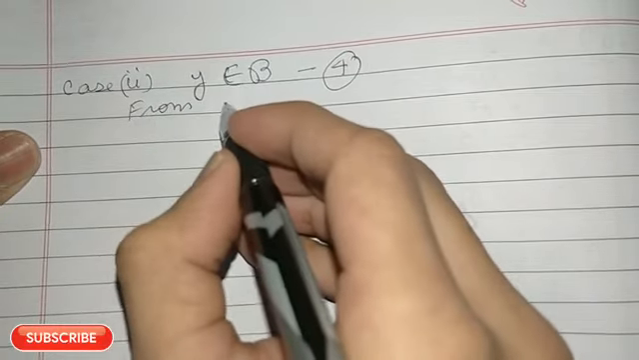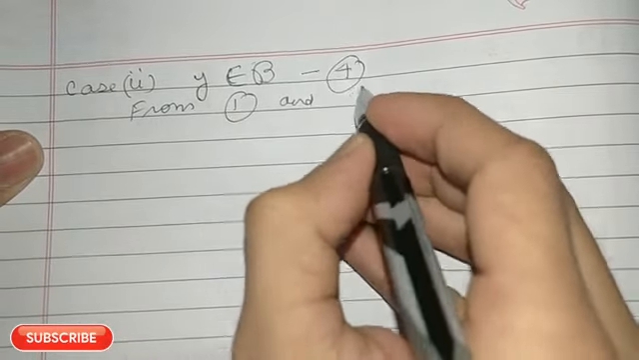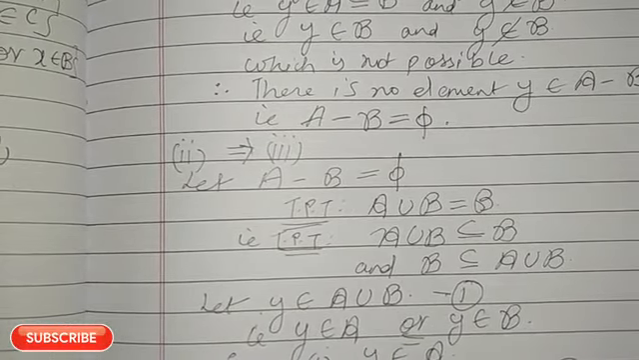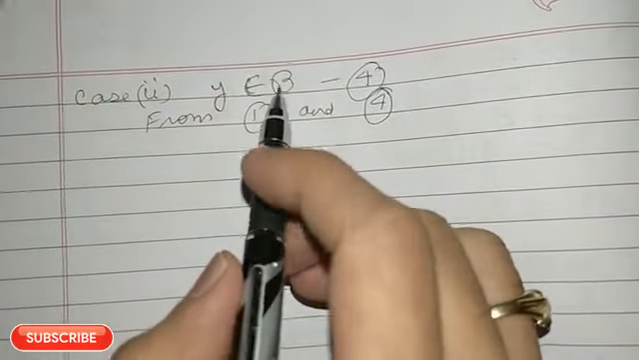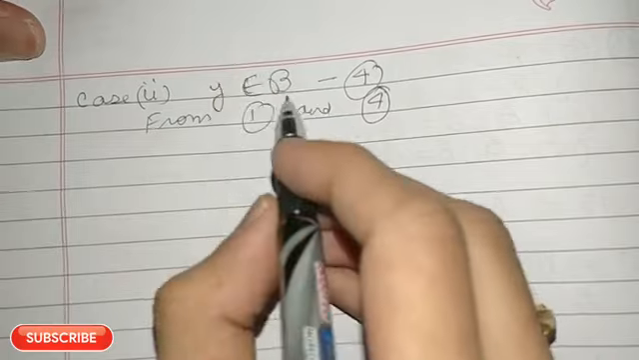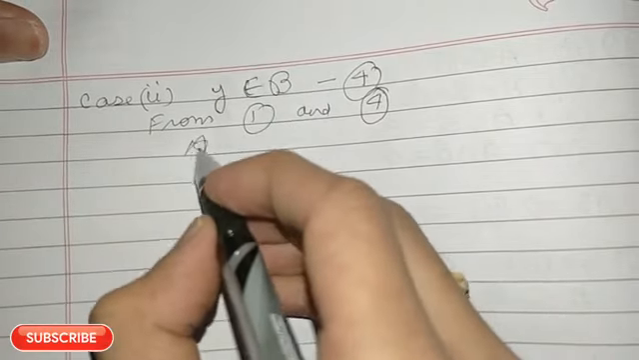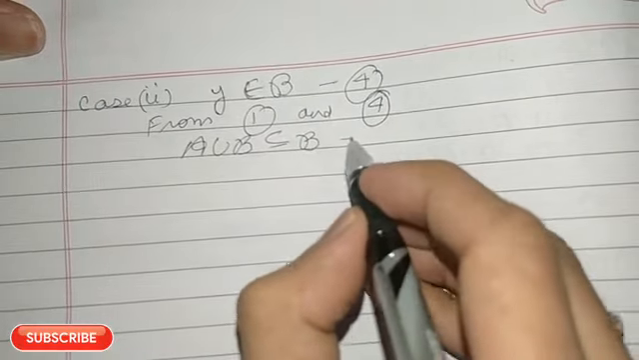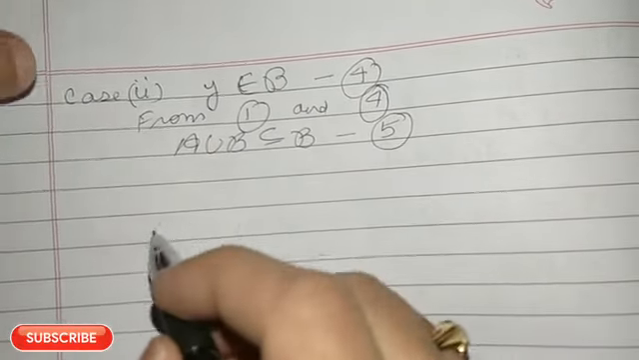From 1 and 4 what we get? 1 is nothing but Y belongs to A union B, okay, and 4 is what? 4 is Y belongs to B, right? So every element of A union B is in the set B, so that is A union B is a subset of the set B, right? This we can call it as 5, okay? We got what we want, okay?